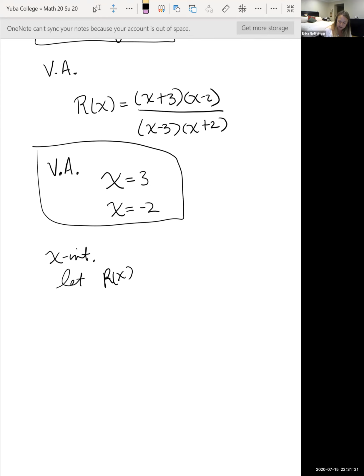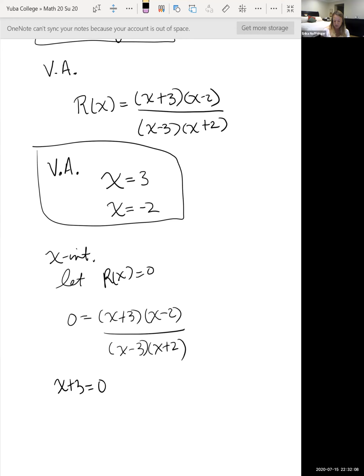So we have zero is equal to our numerator, X plus three, in factor form, all times X minus two, all over X minus three, X plus two. We talked about when we're dealing with rational functions, if we're trying to find when this is equal to zero or crossing the x-axis, we really just have to look at when the numerator is equal to zero. If I'm solving an equation like this, I can clear my fraction by multiplying by my denominator. And so I'm looking at when is X plus three equal to zero, or when is X minus two equal to zero.